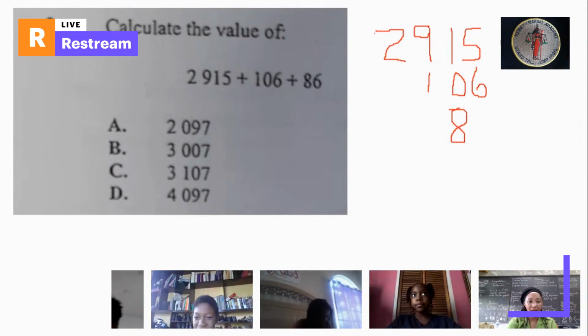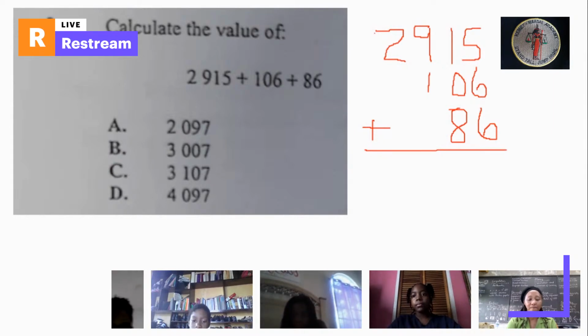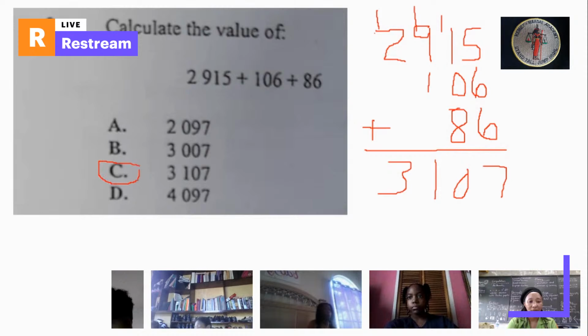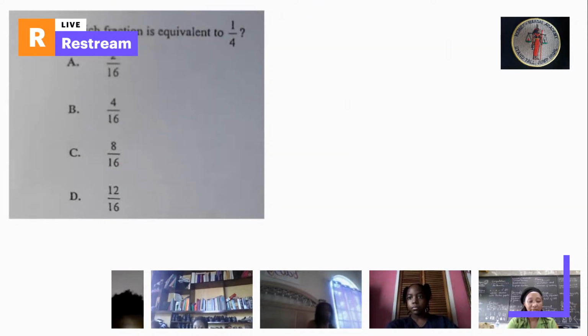Yes, Miss. The answer is C, 3,107. What did you get, Madison? Did you get your answer yet? Yes, Miss. 3,107. All right, so 6 plus 6, 12, and 5, 17. 1 plus 1, 2, and 8, 10. 9 and 1, 10 and 1, 11, and 3. All right, that's correct. So that's C again. All right, Amari, number 3, please.